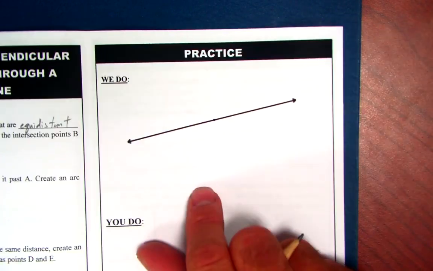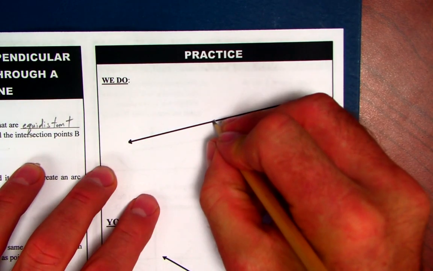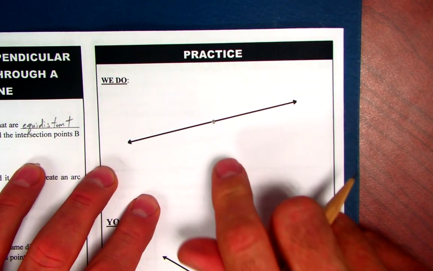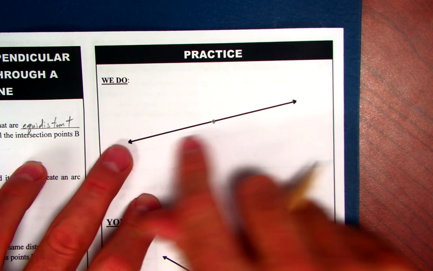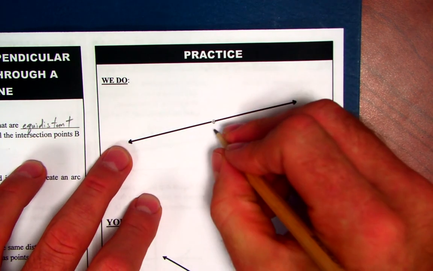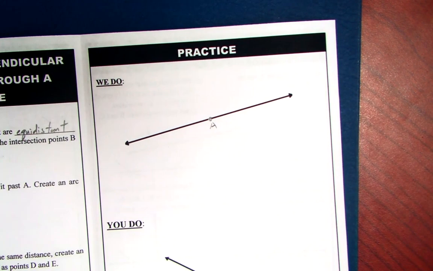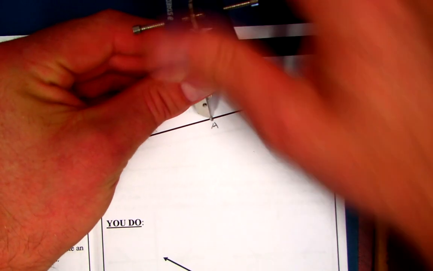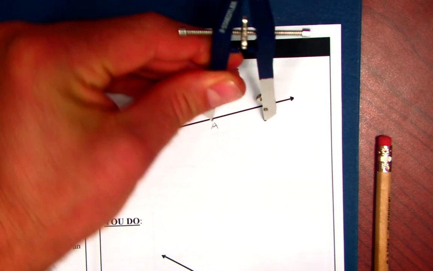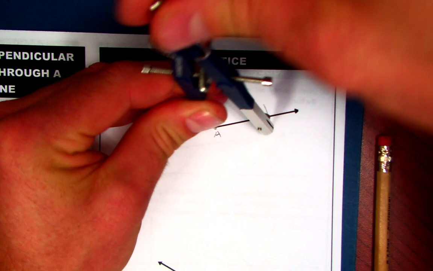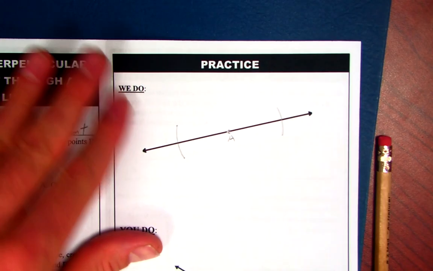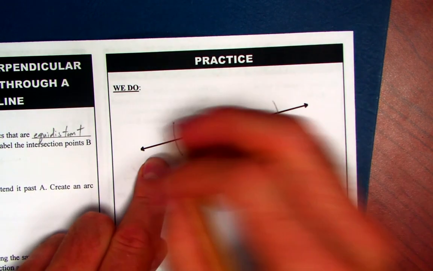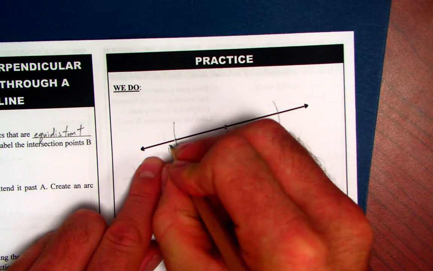Okay, so we can do that over here. So I'm going to say, here's our given point, and we're going to construct a line that's perpendicular to the given line through this point, and we're going to call this A. Okay, so step 1 is just to create 2 arcs on either side of A at any distance. So there's 1, move it to the other side, there's 2. Okay, now we're going to label these B and C.